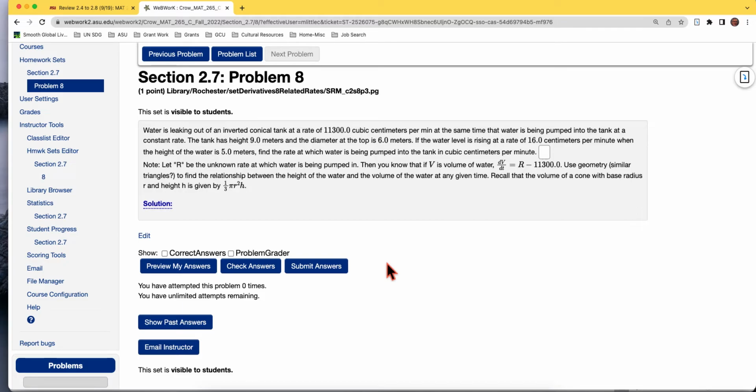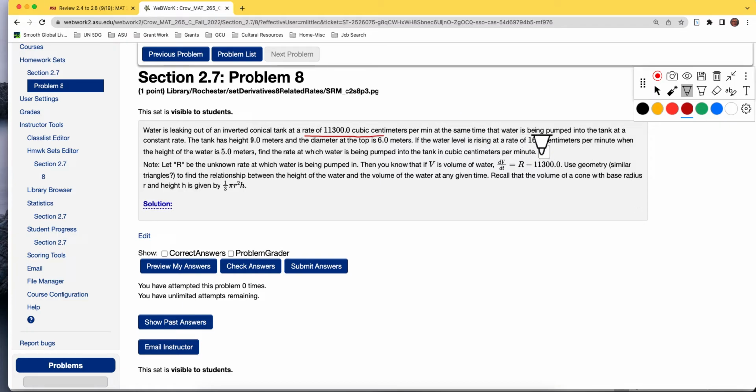We got water leaking out of an inverted, okay, so this should be similar to the one I did in the lecture. We have a tank. That tank was being filled. This tank is leaking. So those are the similarities, and hopefully I can remember what we all did. But we have a rate here. So let's go through and pick out the important things without trying to read too much. We've given our rate here. It's 11,300 cubic centimeters per minute. That sounds like a lot of water to me.